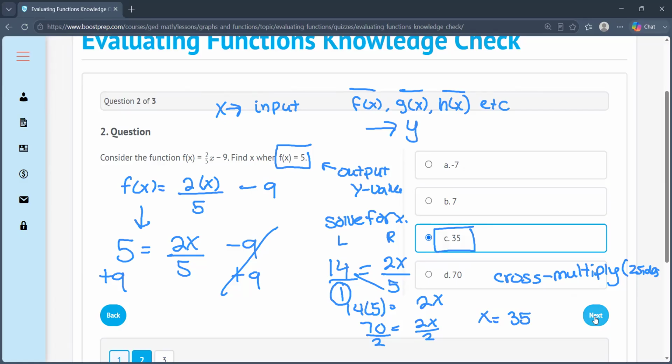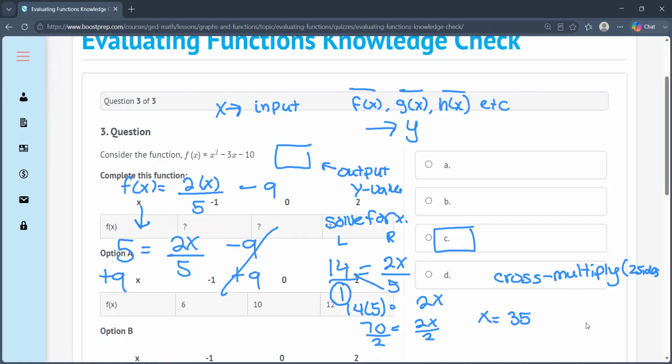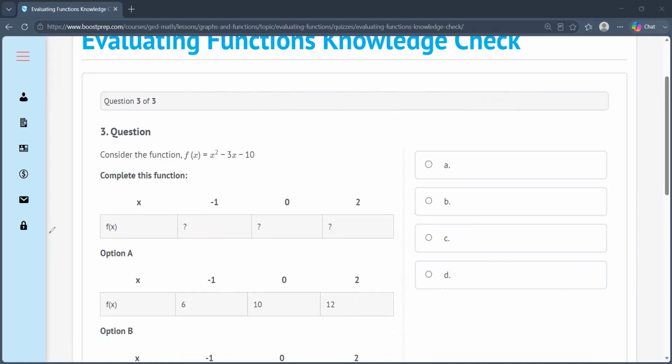Okay, so that was that one. Let's continue to the third last one. On the third one, oh, this is confusing. Not really.